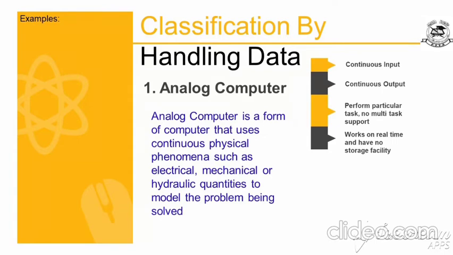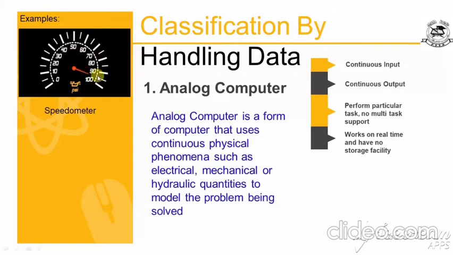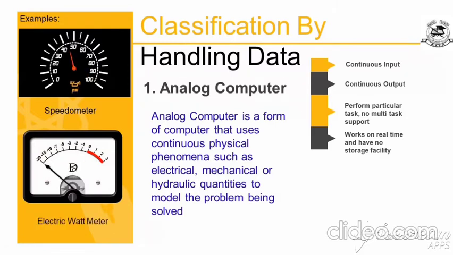The most common example we see of analog computer in our daily life is a speedometer. You may have seen this speedometer in your cars or in your bikes. The other example is this electrical watt meter. These meters are commonly used in our country.